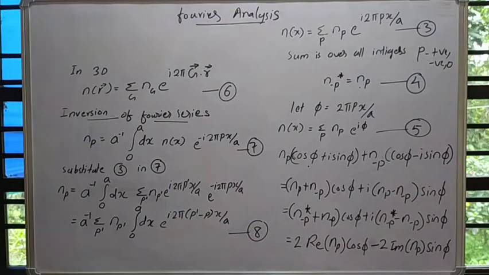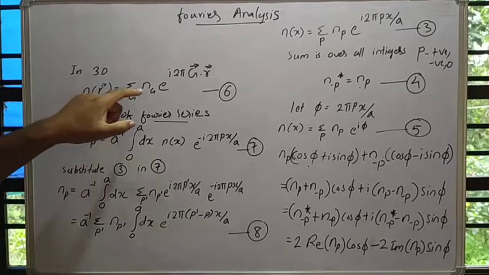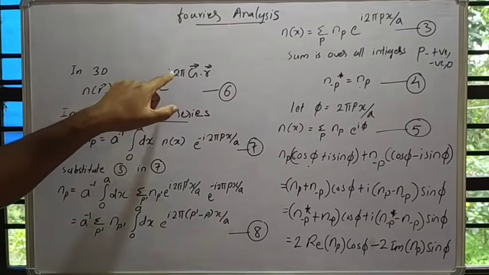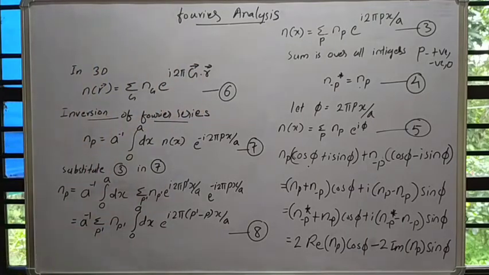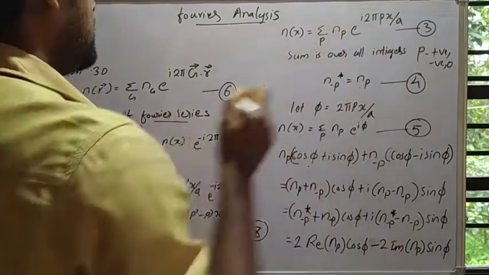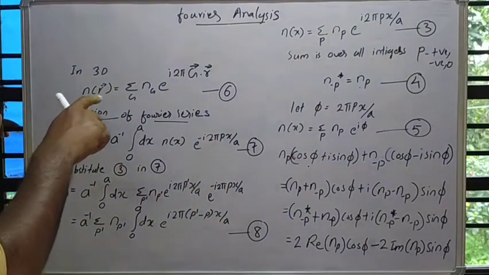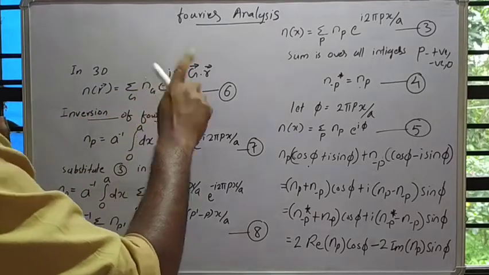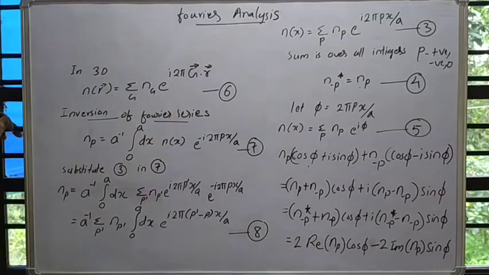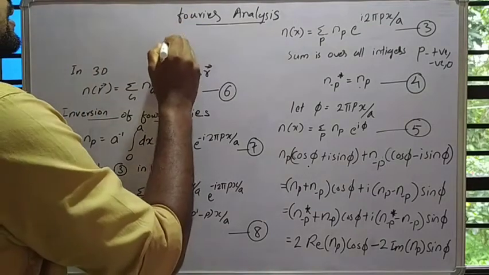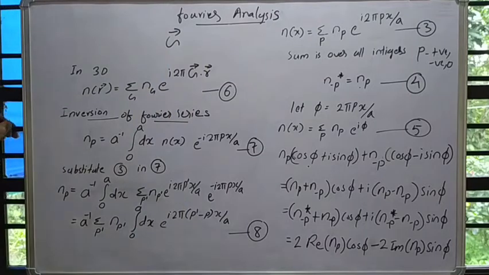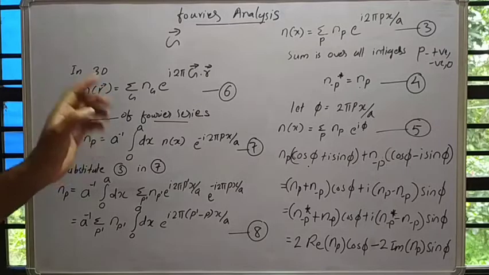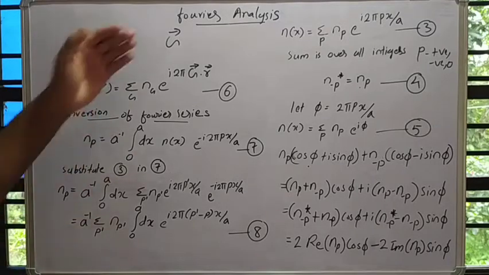In three dimensions, the number density can be written as n of r equal to sum over g ng e raised to i 2 pi g dot r. This is in one dimension, and in two dimensions, the number density n of r at the position r is equal to sum over g ng e raised to i 2 pi g dot r. The vector g we need to define such that the number density is invariant under translation. We will do that later.